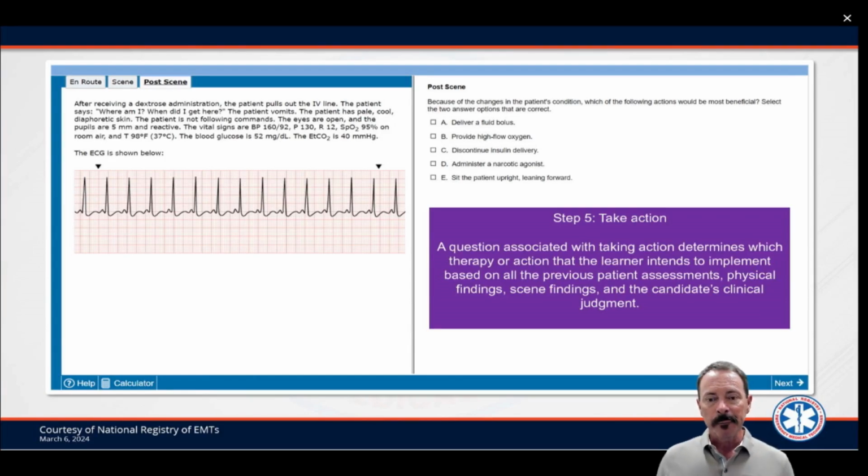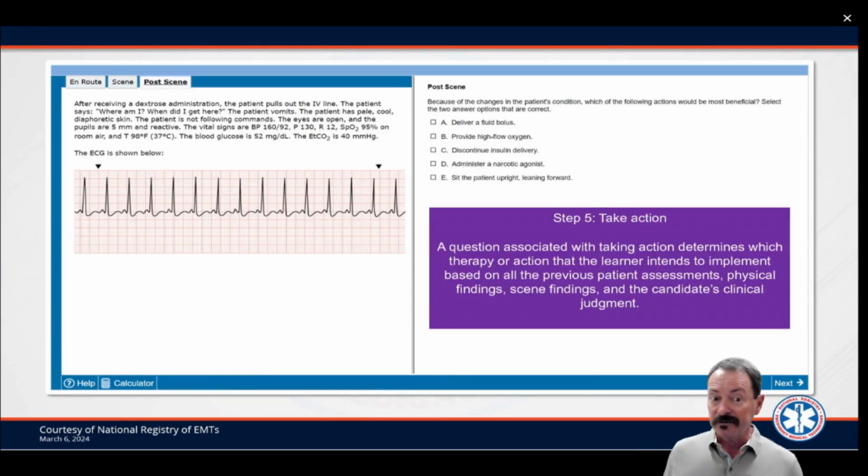Now, as a paramedic, it says after receiving the dextrose administration, the patient pulls out the IV line. It's all the very same question as we just read. But now the question says, because of these changes in the patient's condition, which of the following actions would be the most beneficial? Select the two answer options that are correct. Okay, so it is deliver a fluid bolus, provide high flow oxygen, discontinue the insulin delivery, administer a narcotic agonist like naloxone, and sit the patient upright, leaning forward.